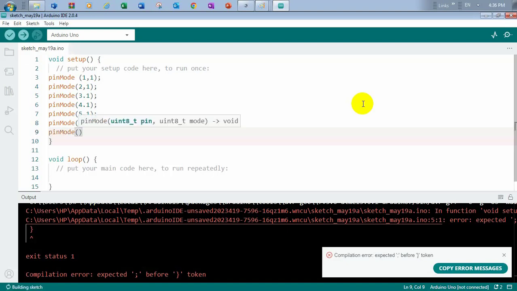Okay, so we configured all pins number 1 to number 7 as output. Okay, so we have a question. Which question do you have? Which question?